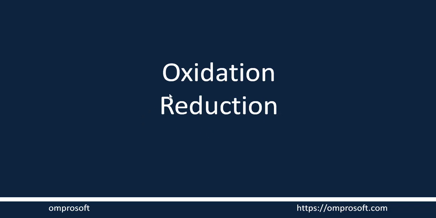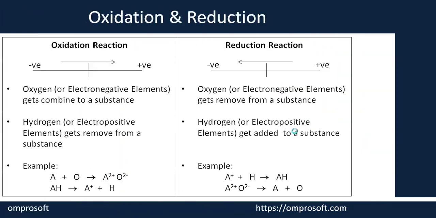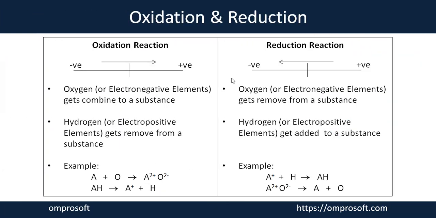With this session, we are going to discuss oxidation and reduction. What do you mean by the oxidation and reduction reaction? Oxidation means a substance gets oxidized, meaning when any substance is allowed to lose electrons, it gets oxidized. It will move in the positive direction.